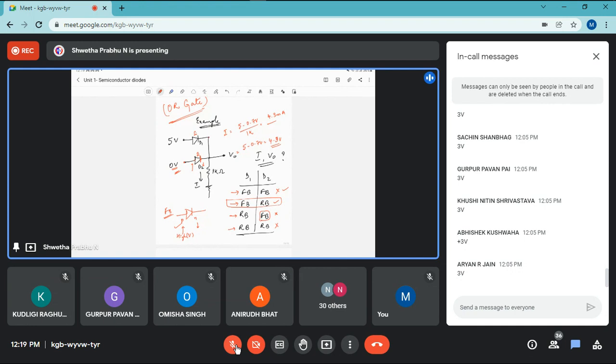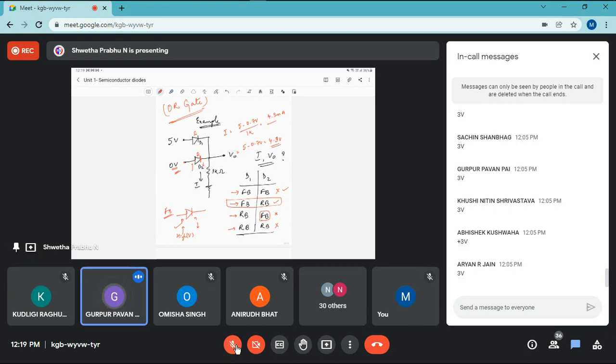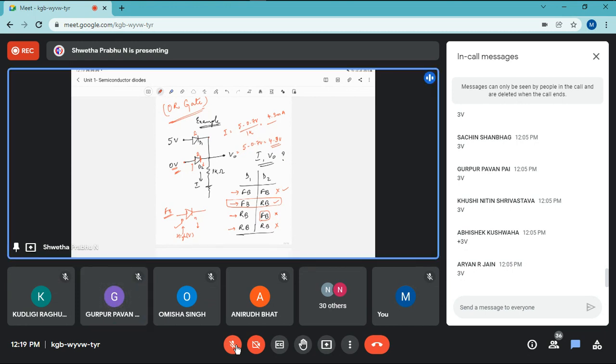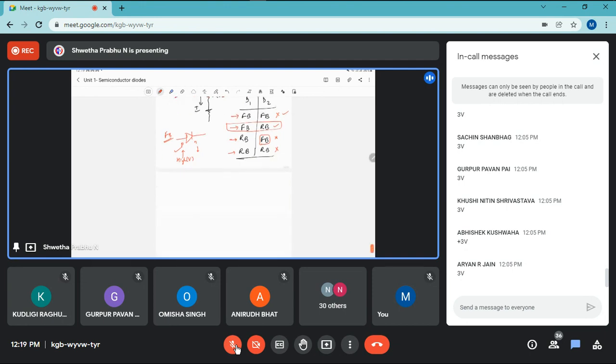You will have to explain this problem with respect to these 4 conditions. You will have to consider 4 different cases and explain. Ma'am, if the input voltage is the same? Okay, if the input voltage is the same, I shall write a conclusion over here. So the circuit is behaving like an OR gate.